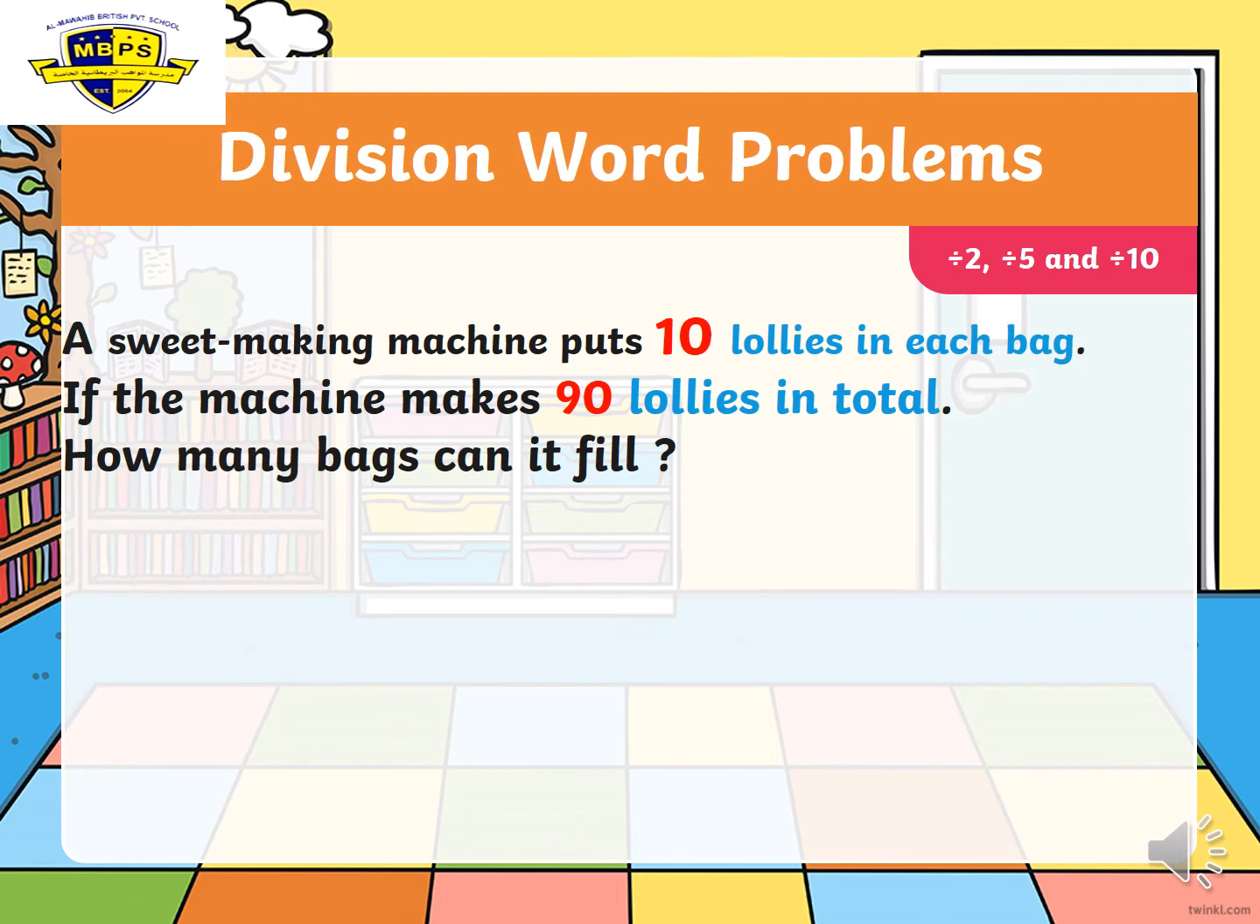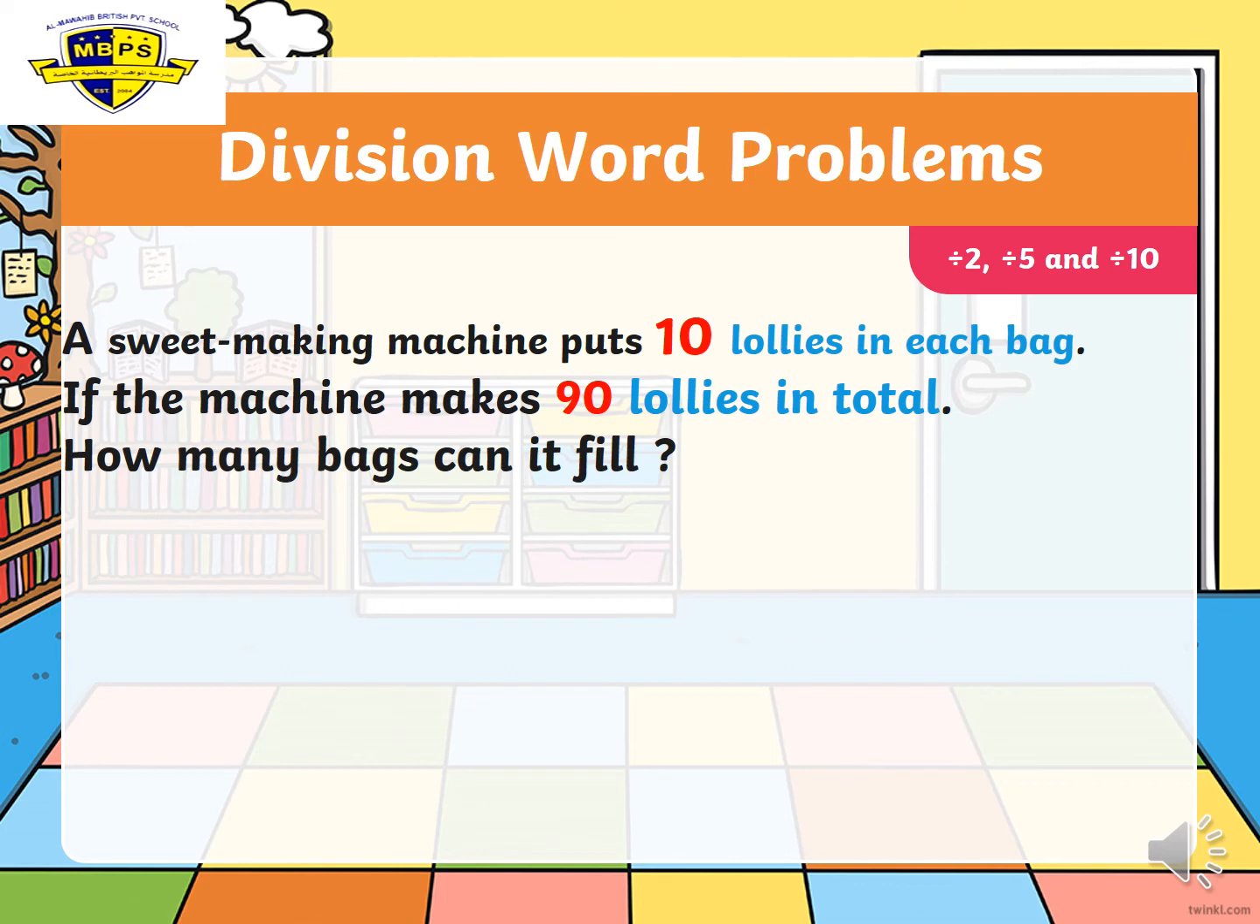It's time to start in division word problems. These word problems will involve dividing by 2, dividing by 5, and dividing by 10. Let's read the first one. A sweet making machine puts 10 lollies in each bag. If the machine makes 90 lollies in total, how many bags can it fill?